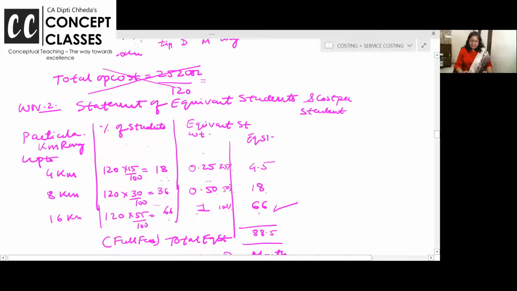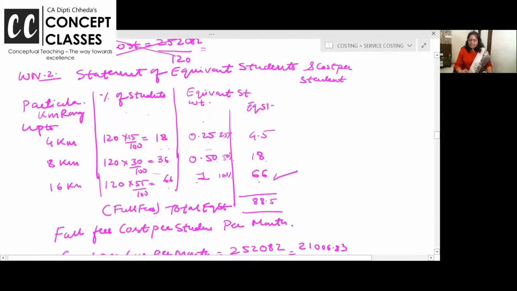ठीक है? Right. Now, why am I doing equivalent students and cost per student and all? चलो इसको करते हैं साथ में. Total 120 students are there. 60 juniors and 60 seniors. This problem is very common. You must be having it in your material maybe. So 120 students, 15% of the students means 18 students are there who are coming from 4 kilometers. 120 ke 30% students are coming from 8 kilometers and remaining are coming from 16.